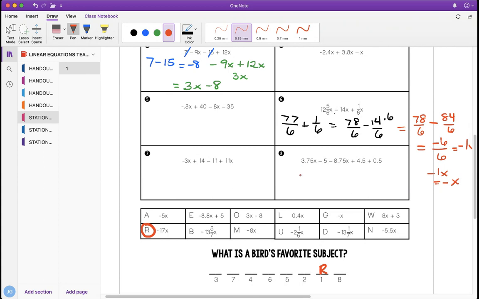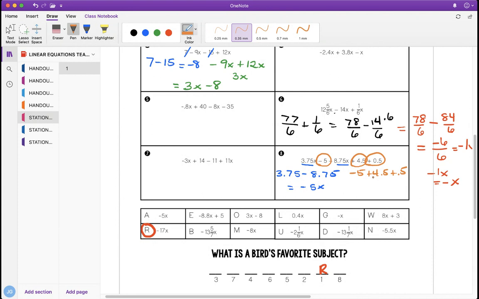All right, the last one I'm going to do with you is number 8. So again, I'm going to look for all of those variables. I only have 2 this time, so here we go. Let's take care of those. 3.75 minus 8.75 is going to leave me with a negative 5x. So now let's go ahead and do the ones without variables. So I have a negative 5. I have plus 4.5 plus 0.5. So you can even do this on your calculator.